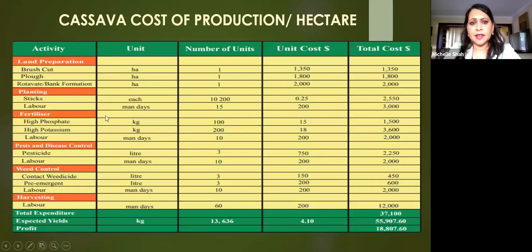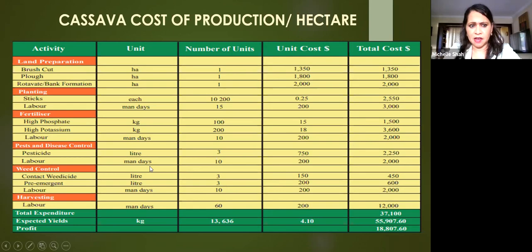This is just a cost of production table of cassava. We have the basic activities: land preparation, planting, fertilizer application, pest and disease control, weed control, and harvesting. We have an average cost of expenditure of $37,100 per hectare to cultivate cassava. It could reach up to about 50 to 60,000 as well. With increasing prices, now the rates are a bit higher. So I would say between 50 to 60,000 to cultivate 1 hectare of cassava, right?